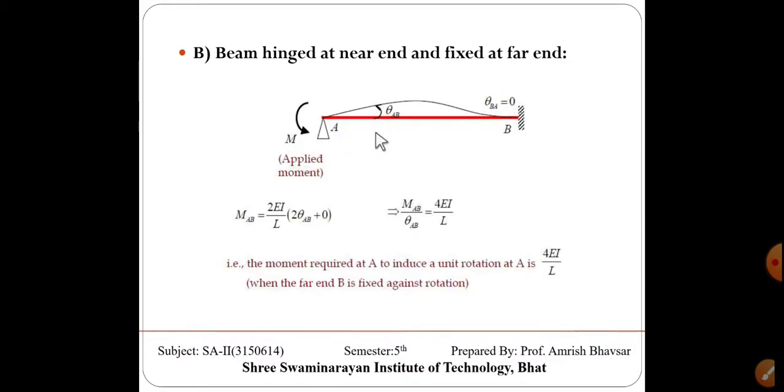Then it will be changed, like M_AB is equal to 2EI upon L times 2 theta A plus 0. That is, M_AB upon theta_AB is equal to 4EI upon L. For this situation we have to take this moment as 4EI by L. That is, the moment required at A to induce the unit rotation at A is 4EI by L for this kind of situation, when the far end B is fixed against rotation. So here the rotation is 0. At that time the moment induced at this point is 4EI upon L.